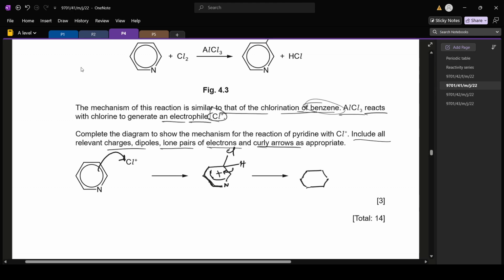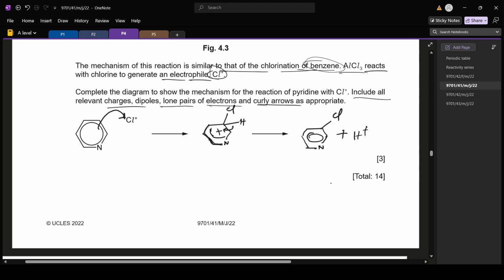sorry, I missed nitrogen. Okay, so this will form 3-chloropyridine plus H plus ion. Okay, so this is the mechanism for the reaction.